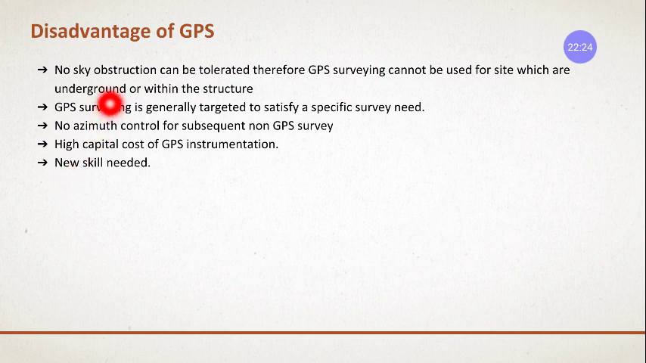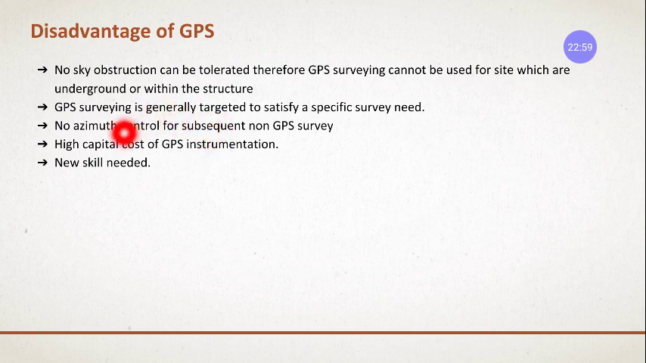The disadvantages are that no sky obstructions can be tolerated. There should not be any hindrance, because the signals which are coming from the satellite will be absorbed by those obstructions and the signal becomes weak. So because of that we can't determine the location of our GPS receiver. It cannot be used underground or within structures. It should be outside in the open air.